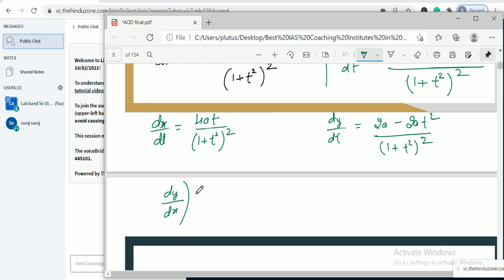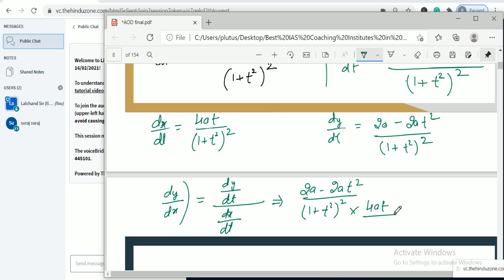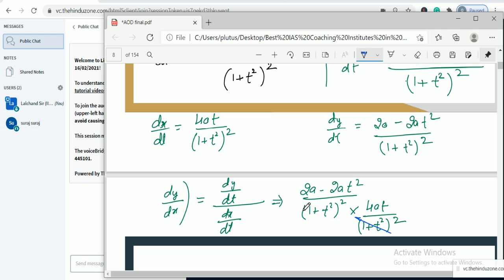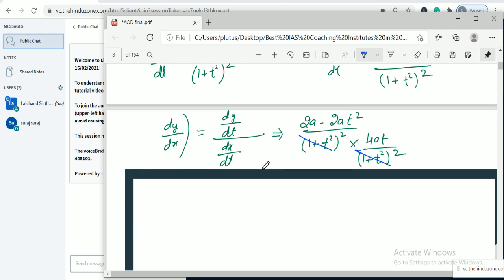dy by dx will be dy by dt divided over dx by dt value. So if we substitute both values, then what will be the value of dy by dx? We have 2a minus 2a t square divided over (1 plus t square) whole square. Okay. If we divide by this, which is 2a divided by (1 plus t square) whole square, this gets cancelled.